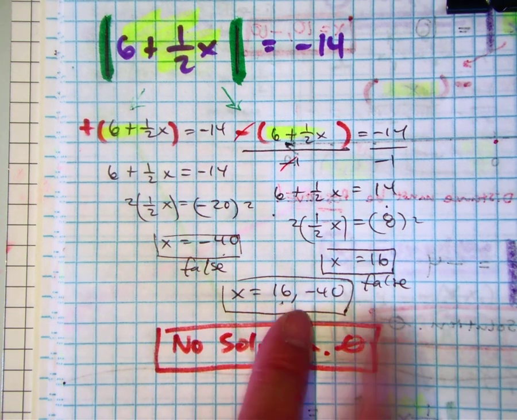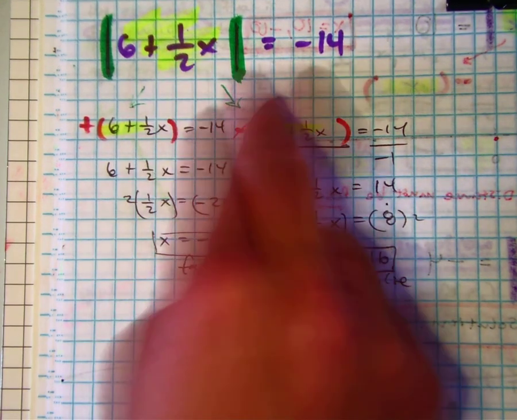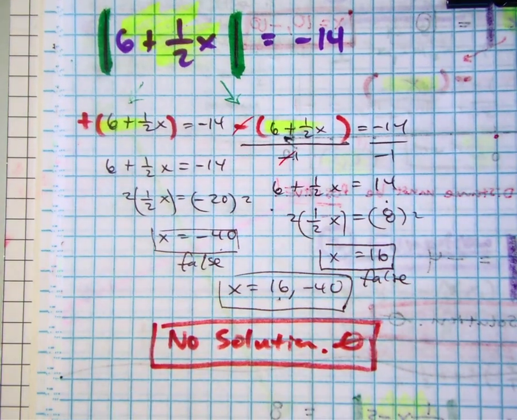We solved for 16 and negative 40, but it's actually not a solution. It doesn't make it true. It actually makes it false. Therefore, the answer is empty set, no solution.